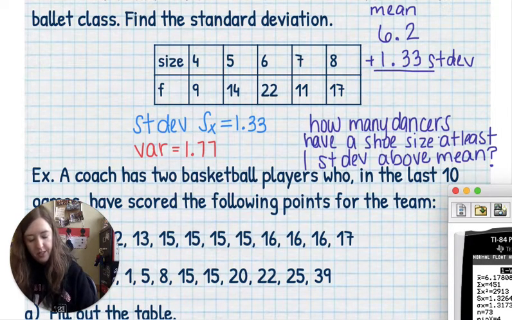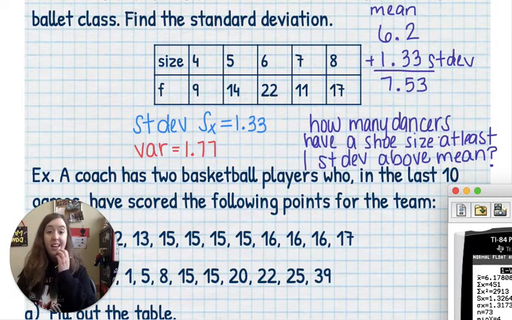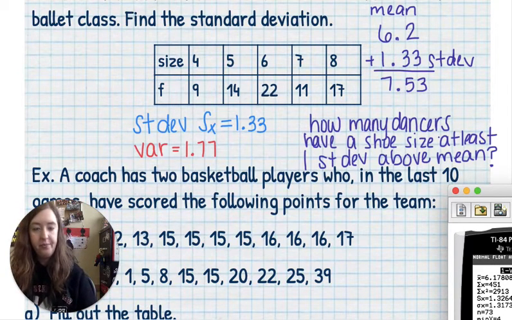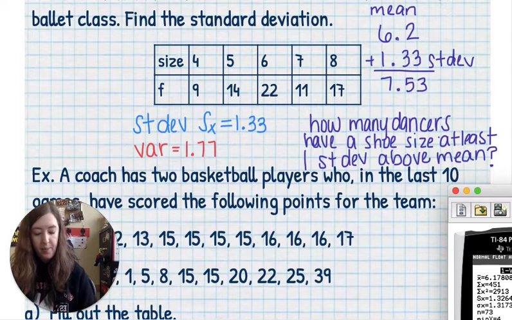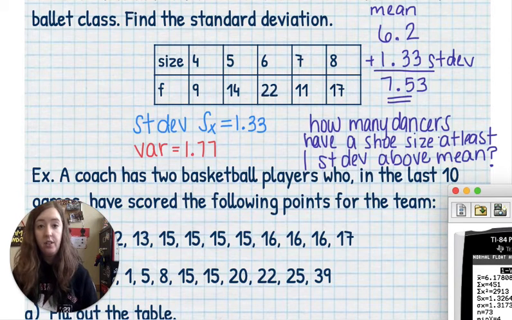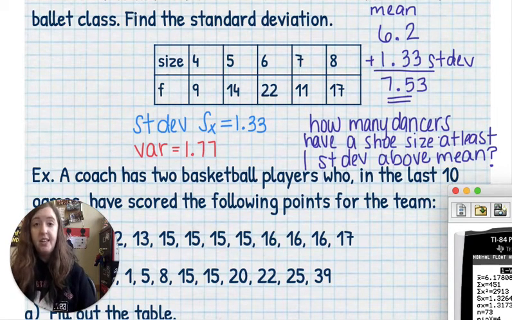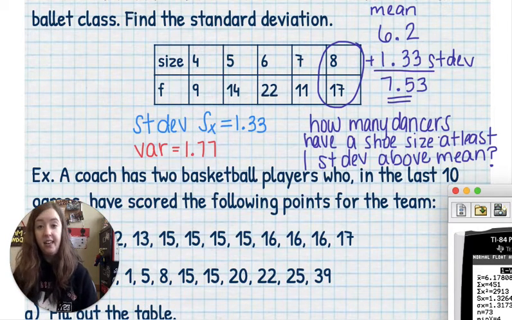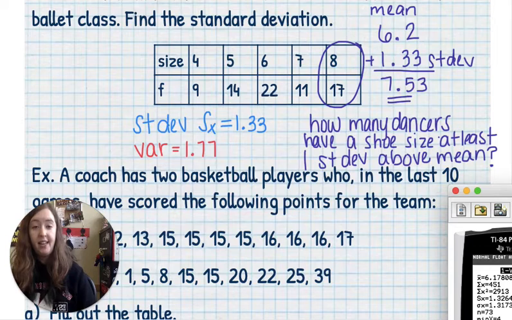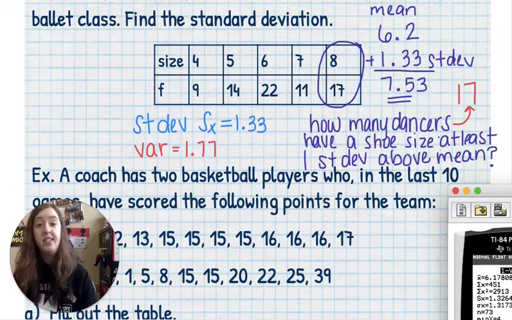So when we add those together, we're getting a little bit over 7.5. So how many dancers have a shoe size bigger than 7.5? Well, the shoe size bigger than 7.5 is 8, and there are 17 dancers who have a shoe size of 8. So how many dancers have a shoe size at least one standard deviation above the mean? 17.